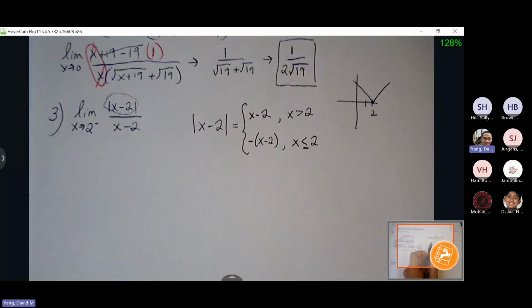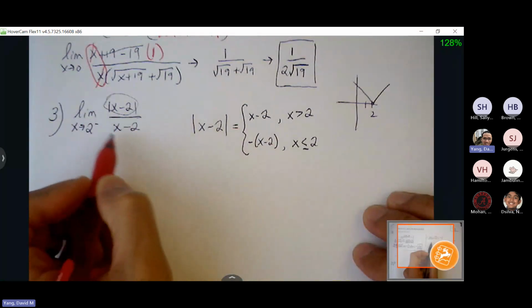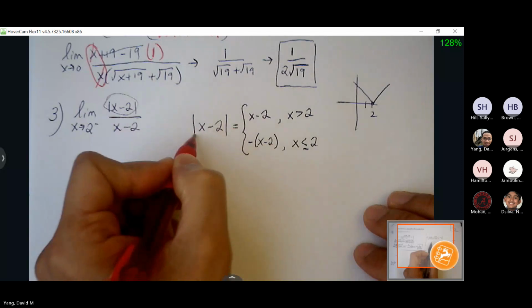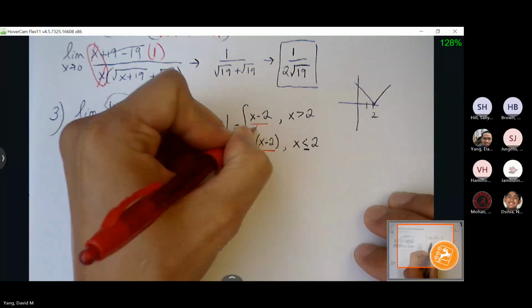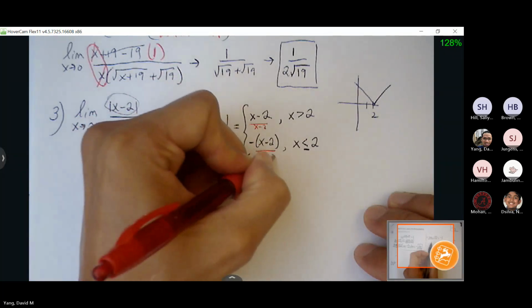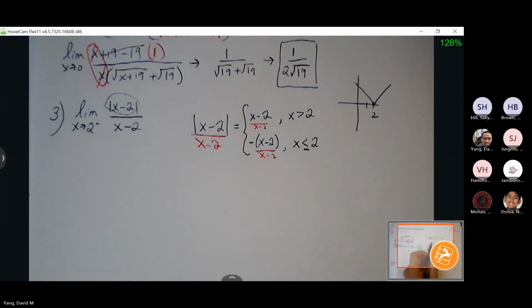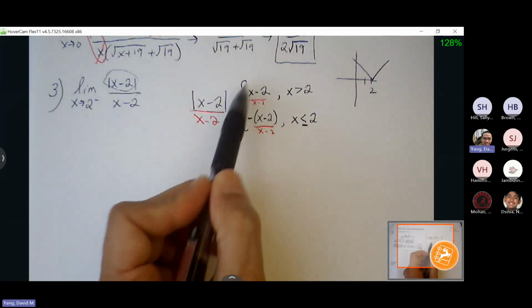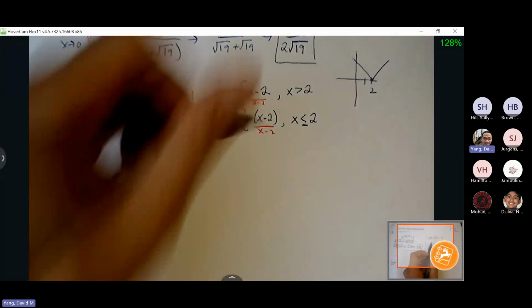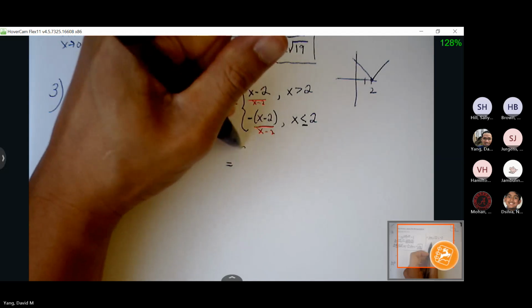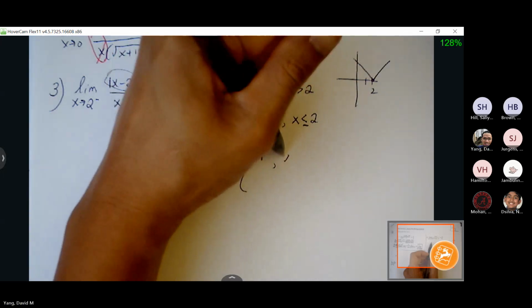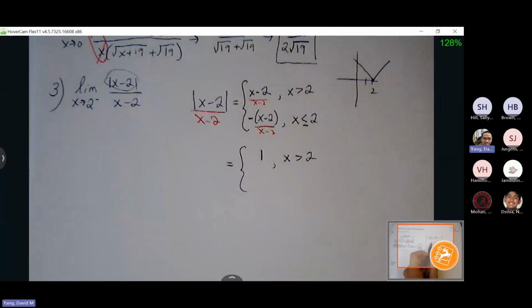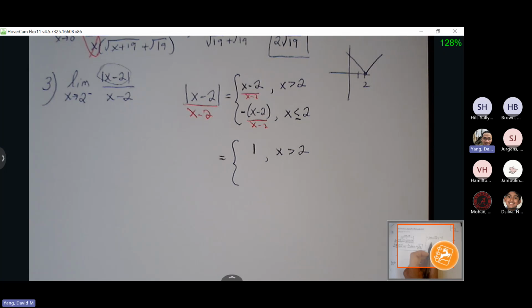Now, this is only showing the numerator. We want to show the entire expression, so we're going to divide by x minus 2 the entire expression. And now this is equivalent to the cleaned up version of our piecewise. So x minus 2 over x minus 2 is going to reduce to 1. And then negative parentheses x minus 2 over x minus 2 reduces to negative 1.